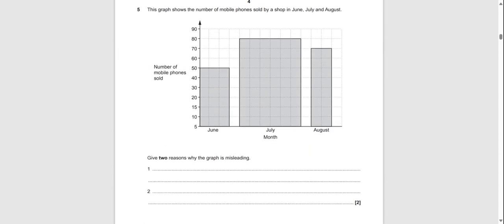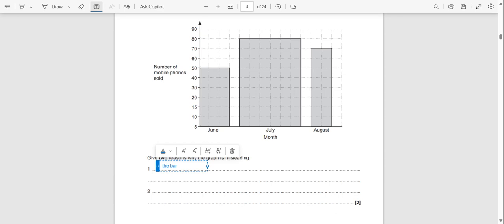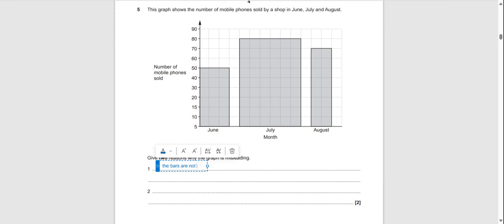The graph shows a number of mobile phones sold by a shop in June, July and August. Give 2 reasons why the graph is misleading. Well, straight away you can see that these bars are different widths, which makes us think that they're worth more than others. Okay, we would look at this one here and assume visually that that's larger than this one, but it's actually not. This one is higher. So the bars are not equal width, is my first point.